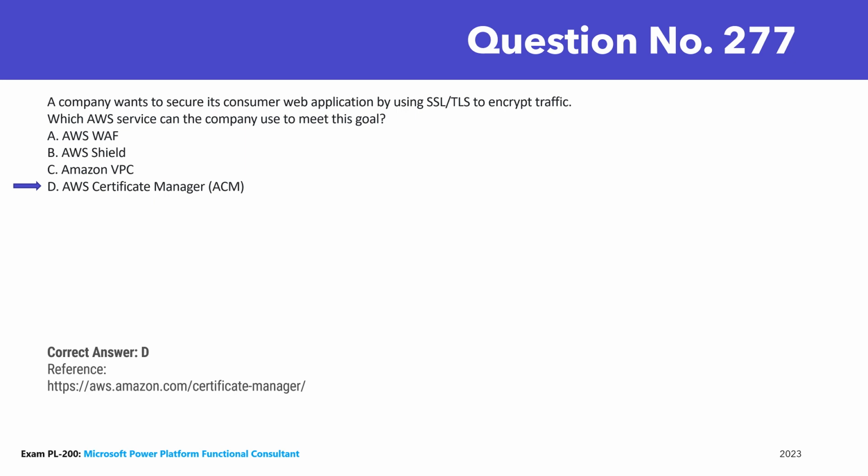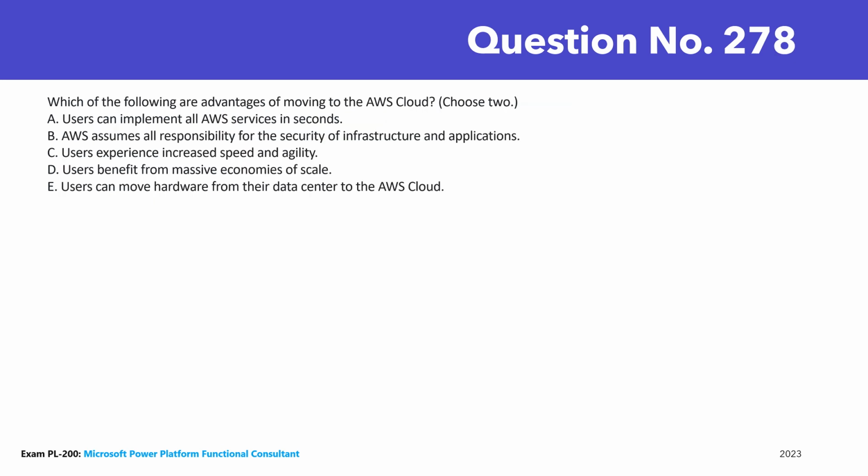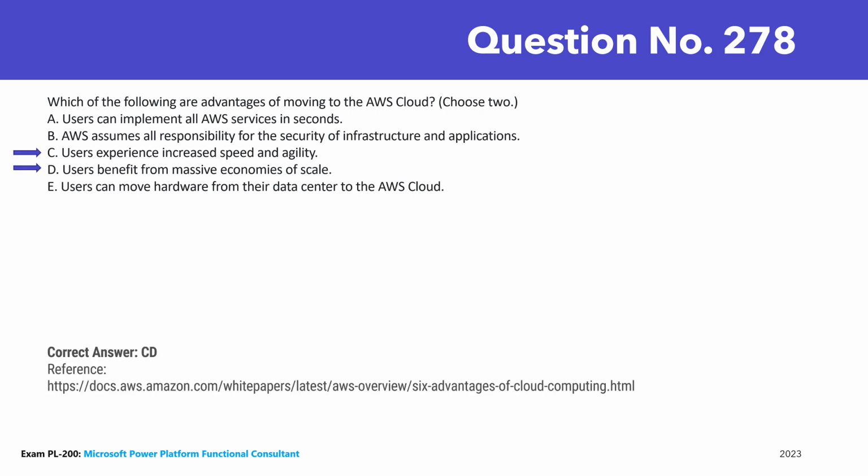Which of the following are advantages of moving to the AWS Cloud? Choose 2. A. Users can implement all AWS services in seconds. B. AWS assumes all responsibility for the security of infrastructure and applications. C. Users experience increased speed and agility. D. Users benefit from massive economies of scale. E. Users can move hardware from their data center to the AWS Cloud. Correct answer, C and D.